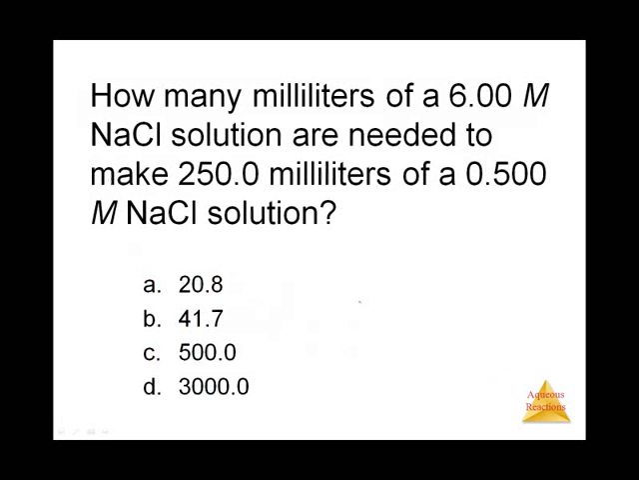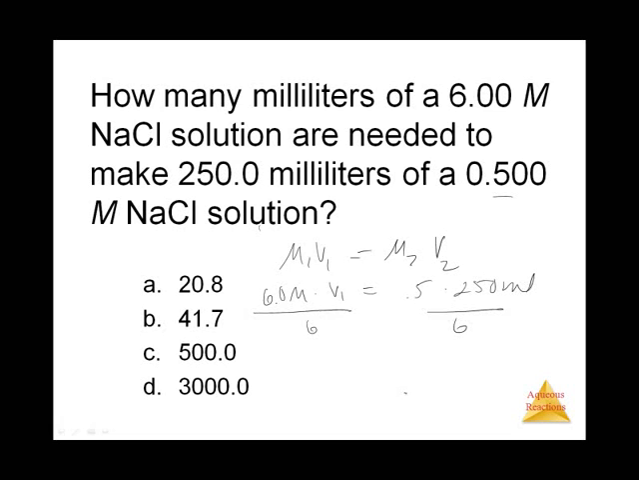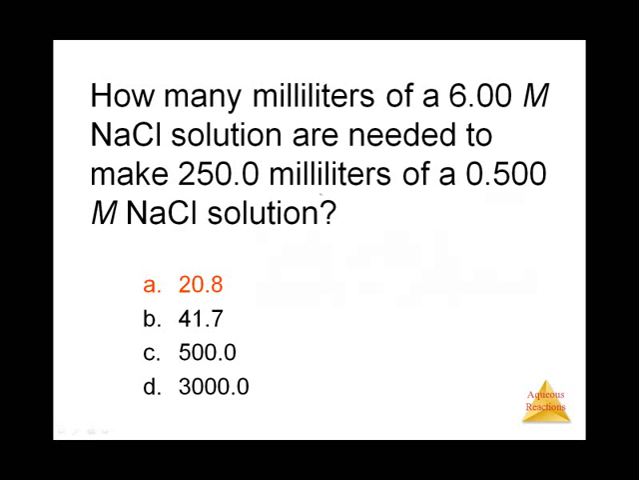How many milliliters of 6.0 molar sodium chloride are needed to make 250 milliliters of a 0.5 molar solution? So let's do a quick dilution. I'm going to do M1V1 equals M2V2. This is the dilution problem. So my molarity of my concentrated solution is 6.0 molar. My volume of that I'm trying to figure out, right? And I'm trying to make 0.5 molar, and I'm trying to make 250 milliliters. So I'm going to divide both sides by 6, and when I do that, I should get 20.8. Okay, so it should be 20.8 milliliters.